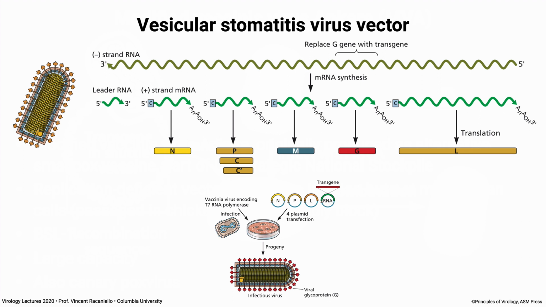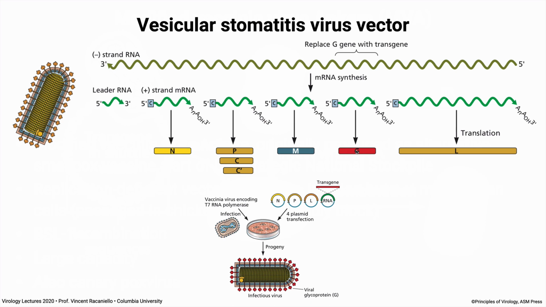Another virus that's been used as a vector is vesicular stomatitis virus. We've encountered this, its use as a vector for making vaccines, the Ebola virus vaccine. So this is a negative strand RNA virus, which encodes a number of messenger RNAs, including all the proteins you need to make a virus, and one of them is the glycoprotein. Typically what you do is you replace the glycoprotein gene with a transgene. That attenuates the virus so it doesn't cause disease in people.